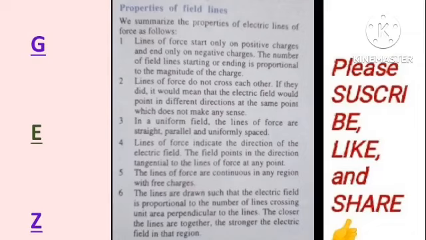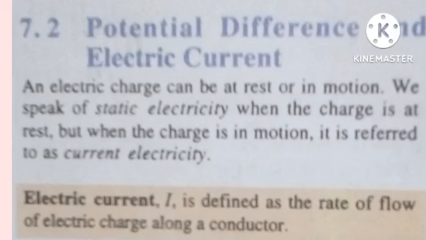So the field points in the direction tangential to the line of force at any point. Then we also have that the lines of force are continuous in any region with free charges. Finally, the lines of force are drawn such that the electric field is proportional to the number of lines crossing unit area perpendicular to the lines. So what this means is that the density of the lines, or the closer they are together, means that the electric field is stronger.